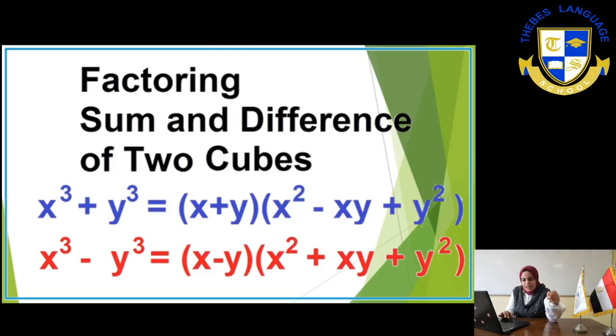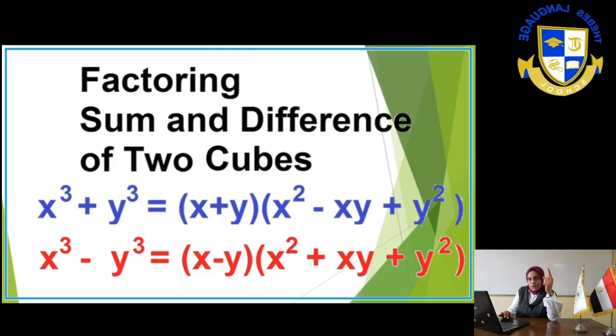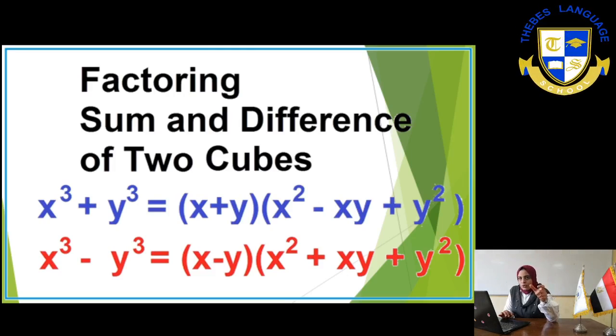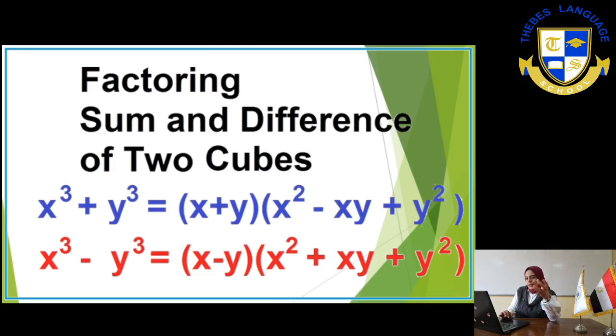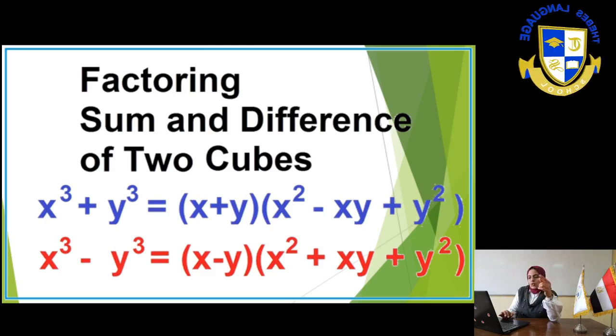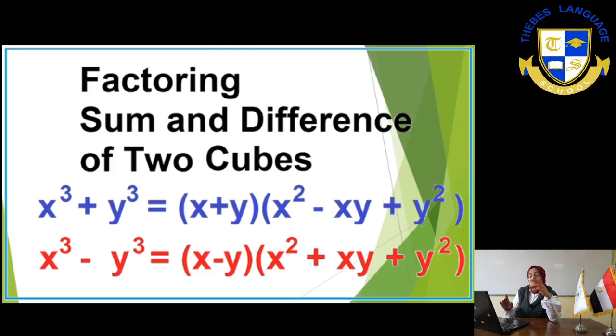Also, if we have x to the power 3 minus y to the power 3, we will factorize the expression by taking the cubic root of x to the power 3 to be x, and the cubic root of y to the power 3 to be y. So the first bracket will be x minus y.